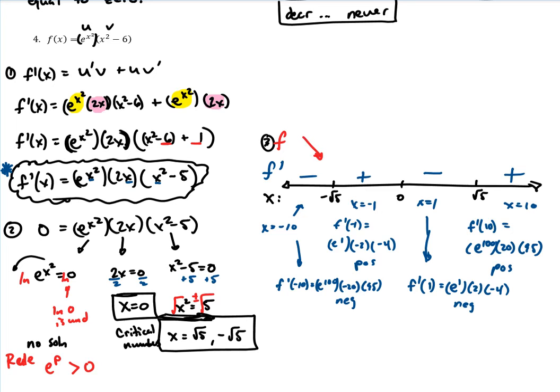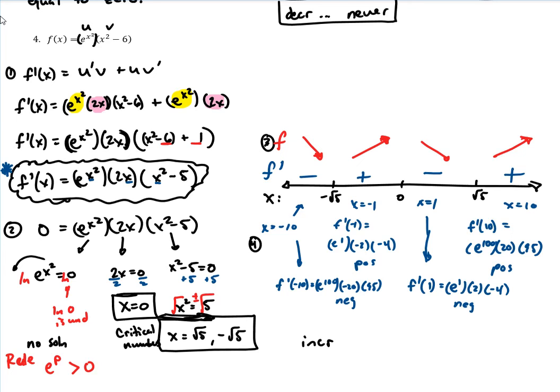So where f prime is negative is where f decreases. Where f prime is positive is where f increases. There we are. Okay, and so we have all of our answers. So this was our step 4, doing all this in the number line. And then now let's make sure we write it correctly.